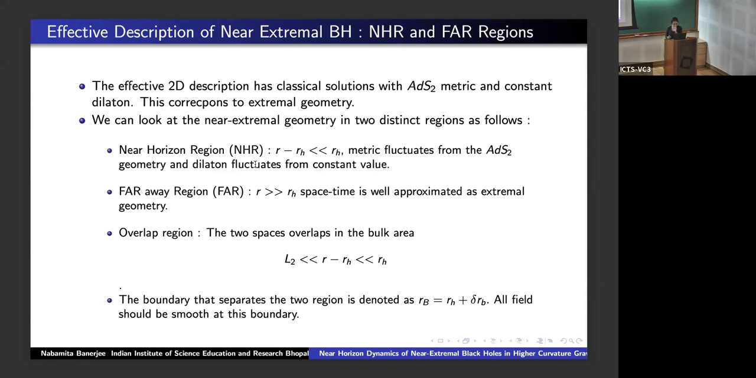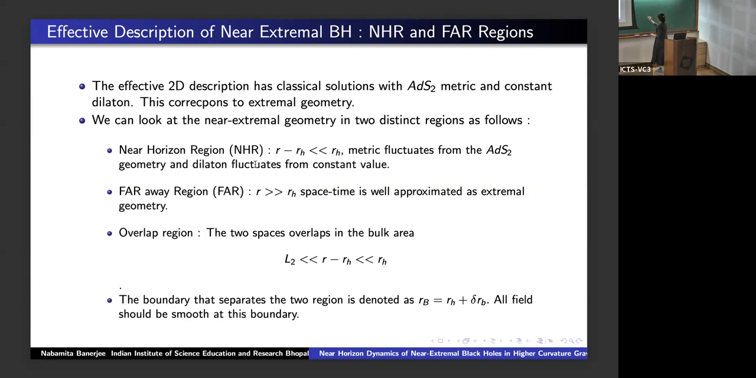Okay, good. What I want to say is that this effective two derivative description will have a classical solution where the metric would be AdS2 and the dilaton would be constant. One can show that that's a solution of the equation of motion, and that actually corresponds to the extremal geometry in 2 dimensions. Now we can look at the near extremal geometry in 2 distinct regions. What I mean by this is the following. We have an extremal geometry, which would be AdS2 for the metric, and the dilaton phi would be some constant. Let me call that phi.